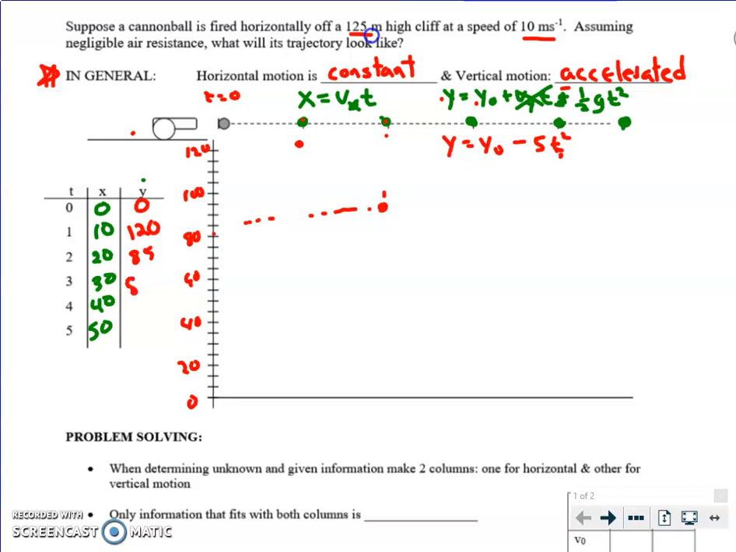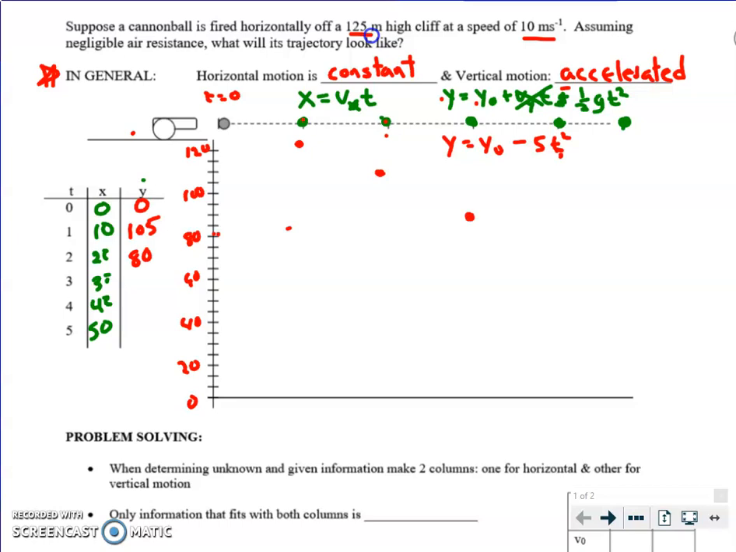80. I think I made a mistake on that. I don't know what I was thinking. So it's 125 minus 20 is 105. Okay, I just had a brain fart there. So let's try that again. So 105, it's going to be right here. And then we're going to be at position 80 after the 3rd second. Okay, so sorry about that.